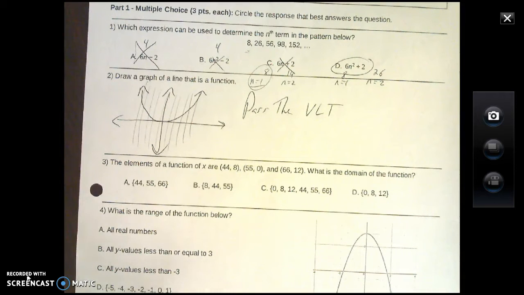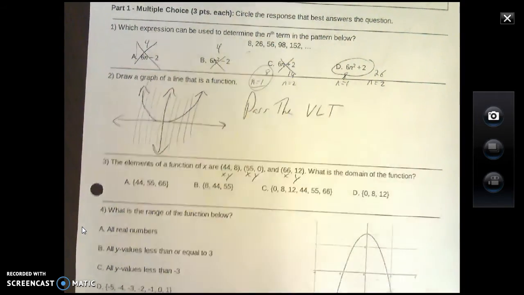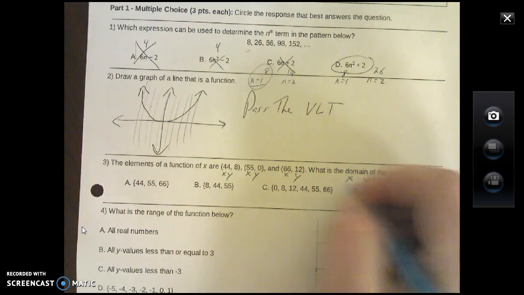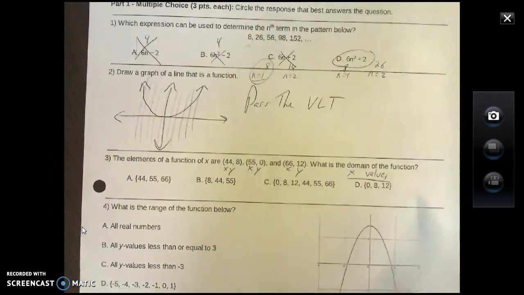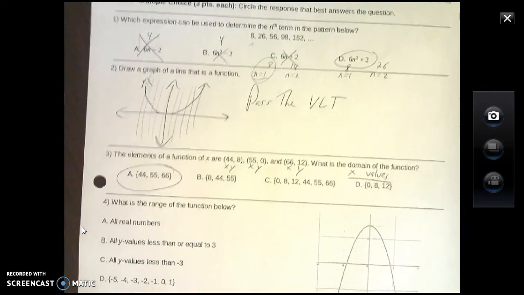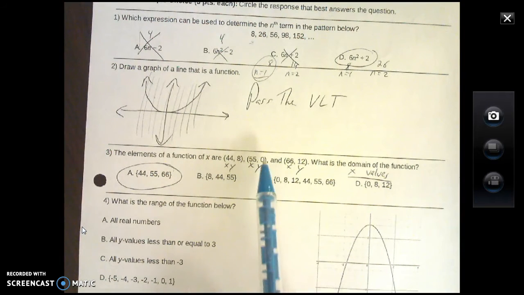The elements of the function x are 44, 8, 55, 0, and 66, 12. These are all x, y's, x, y's, x, y's. What's the domain? Domain is x value. Guys, this is one of the easiest problems on the entire test. I mean, not just my test, but the Keystone. Make sure you get that. That's simple. If you get this wrong, I would be silly. So 44, 55, and 66. A, boom, got it, you're set to go. That's your domain. If they would ask you the range on the test, you're looking at 0, 8, 12. All the y values.